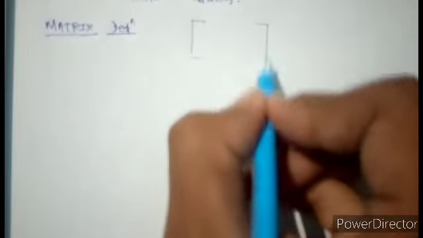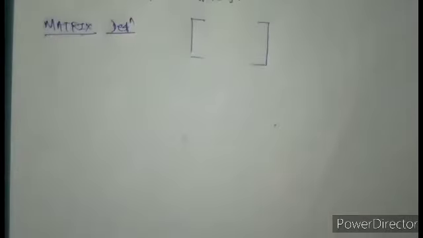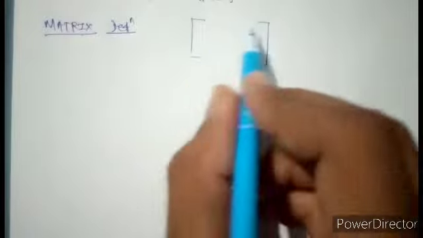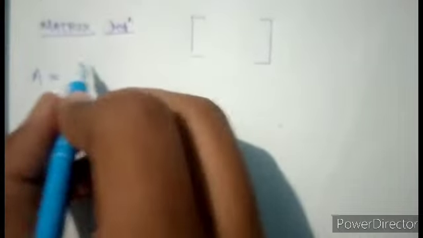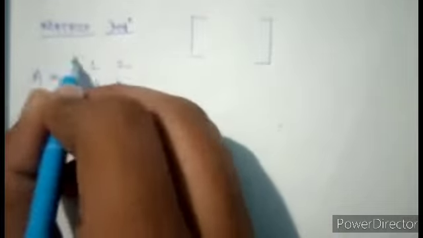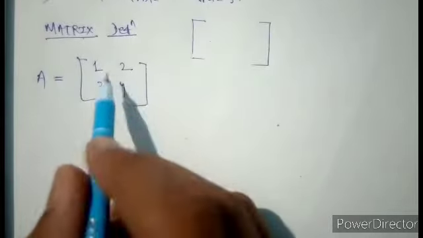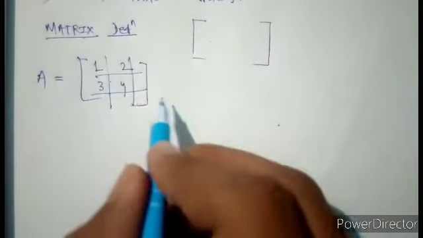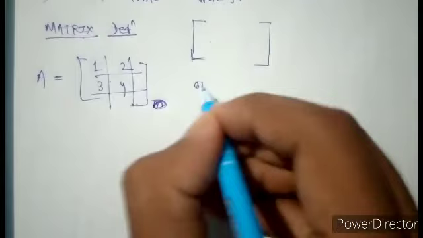Let us take an example. First of all, we have to know that the matrix symbol is this type of symbol. Always all the elements, all the entries, are present in this symbol of matrix. So let us take an example: if we consider A is equal to 1 2 3 4, here this is the matrix symbol and all the elements are present here. 2 rows and 2 columns are there.